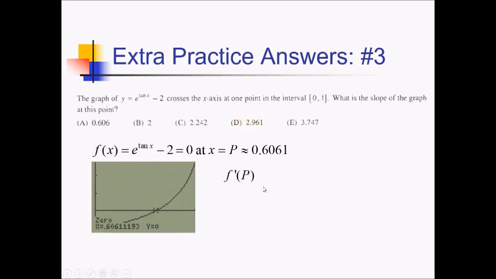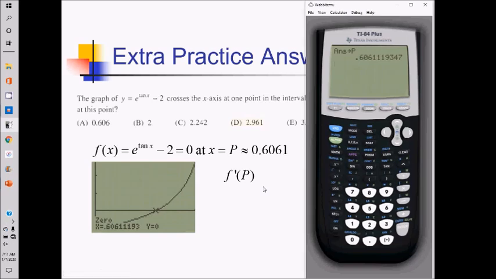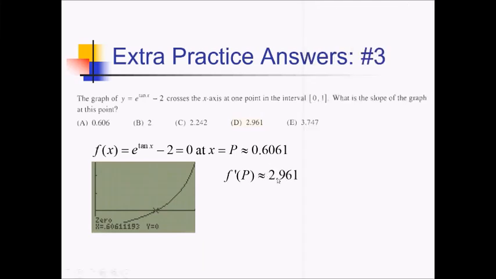So going back to the calculator, let me do math 8 to pull up my derivative. So I've got d over dx, and inside here, let me just put my function, which I stored in y1. So I'll do alpha trace, pull up the y equals menu, and I select y1 from that. And then I want x to equal this p-value that I stored earlier. So I'll do alpha p to get that, and then just press enter. That's going to be 2.961. We'll take their word for it. That's going to be choice D.